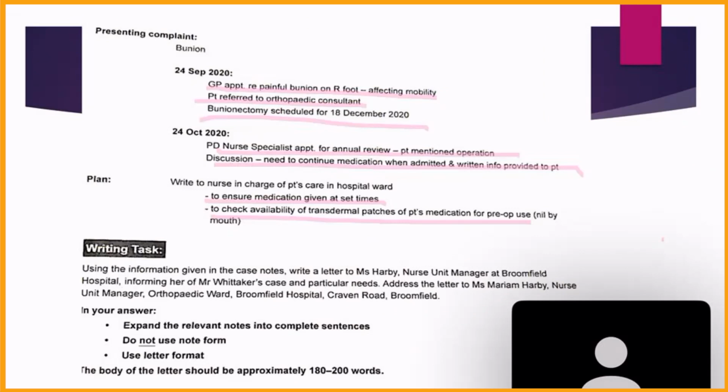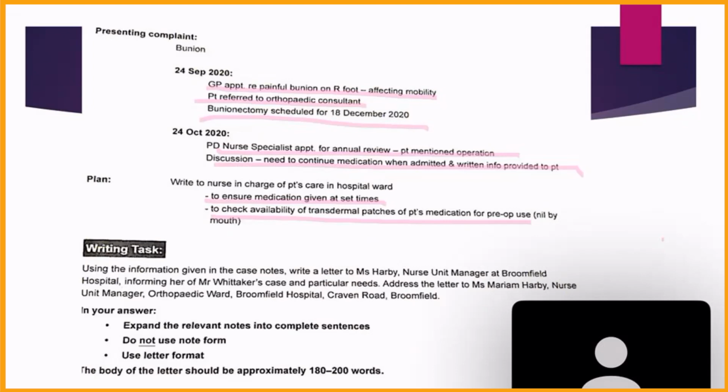you can write that he had an appointment with the GP regarding a painful bunion. Then in the following paragraph you can write 24th October, the day we are writing this letter, so we can write it as today. Then let's write the plan. Did you get an idea? Yes. Okay. Now shall we quickly start?